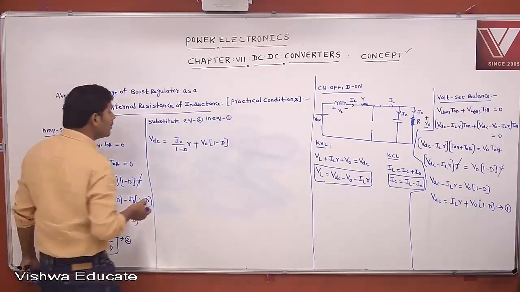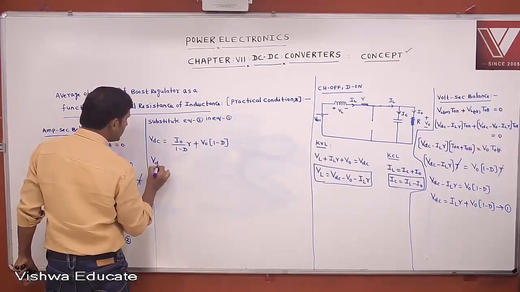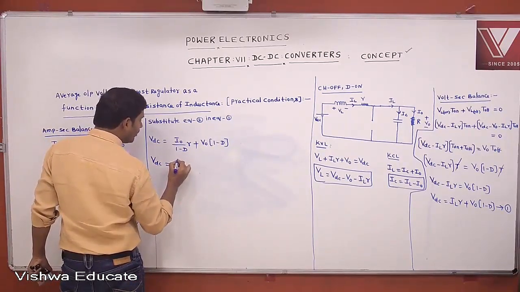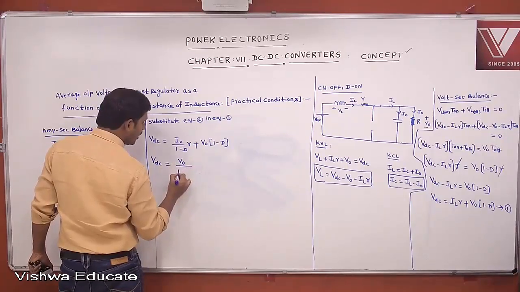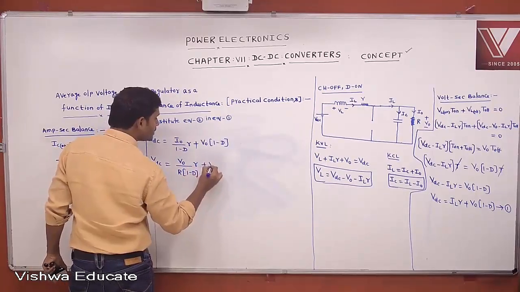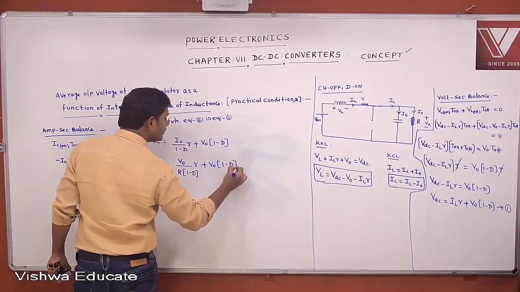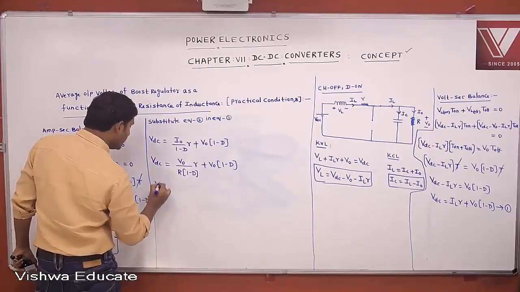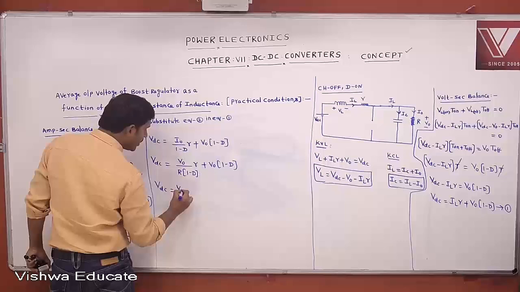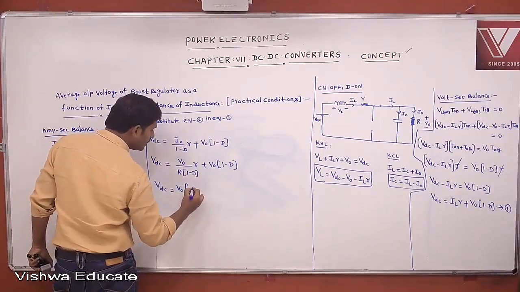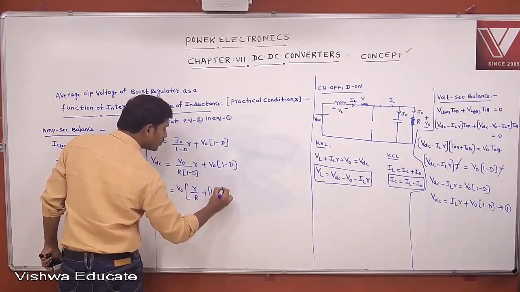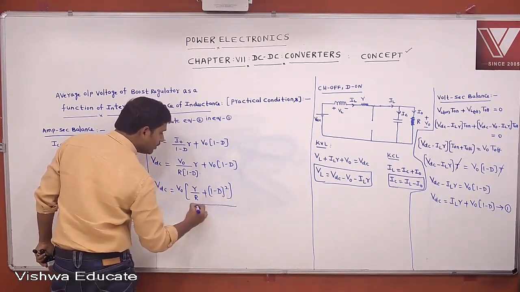How to write I naught? I naught equal to V naught by R. Then VDC equal to V naught by R into 1 minus D into small r plus V naught into 1 minus D. Clear? Then VDC equal to, small r, V naught is common: V naught into small r by capital R plus 1 minus D whole square by 1 minus D.